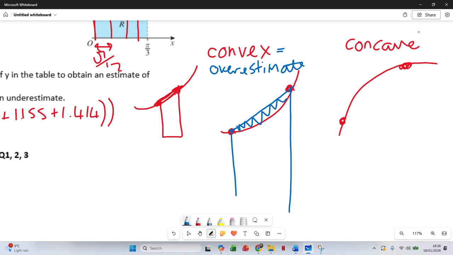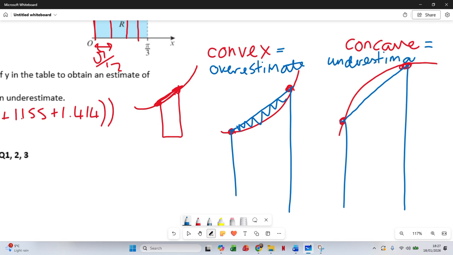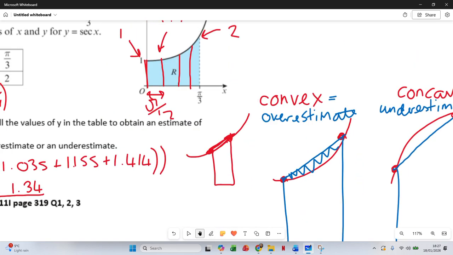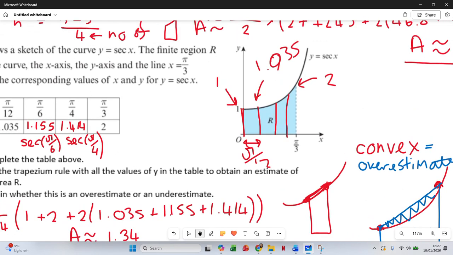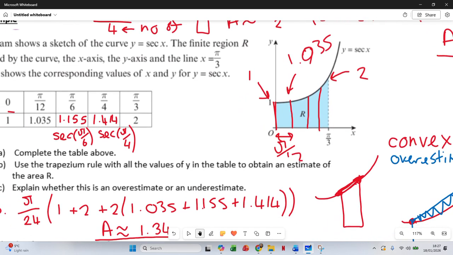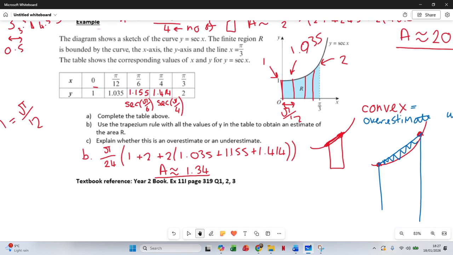And then for a concave, if we join those 2 points together, and then that's our trapezium, we can see that the curve is bigger than the trapezium. So if it's concave, it would be an underestimate. So that, again, is sort of just common sense. It's just looking at what your curve looks like and seeing, well, is the trapezium going to be bigger than the curve, or is the trapezium going to be smaller than the curve? So convex, it will be an overestimate. Concave, it will be an underestimate. So if we have a look, sec is convex. Y is equal to sec x is a convex curve. I'll zoom out a little bit so you can see what's going on there.